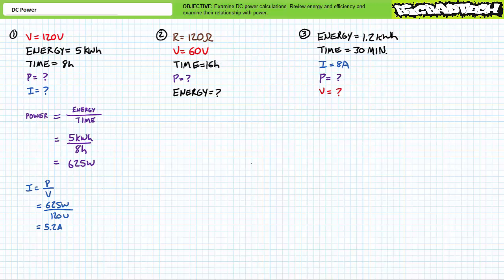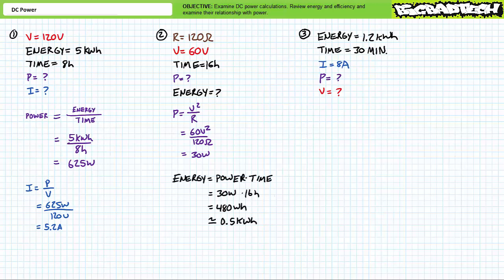Our next problem features a device modeled as a 120 ohm resistor intended to operate using 60 volts DC, and we're being asked to solve for the power rating of the device and determine how much energy the device uses over a span of 16 hours in units of kilowatt hours. Power is equal to voltage squared divided by resistance. 60 volts squared divided by 120 ohms yields a power rating of 30 watts. Energy is power times time. 30 watts times 16 hours demonstrates the device consumes 480 watt hours, or more appropriately, roughly 0.5 kilowatt hours of energy.